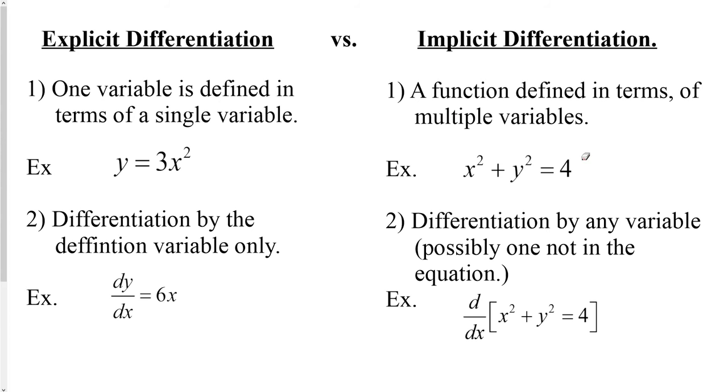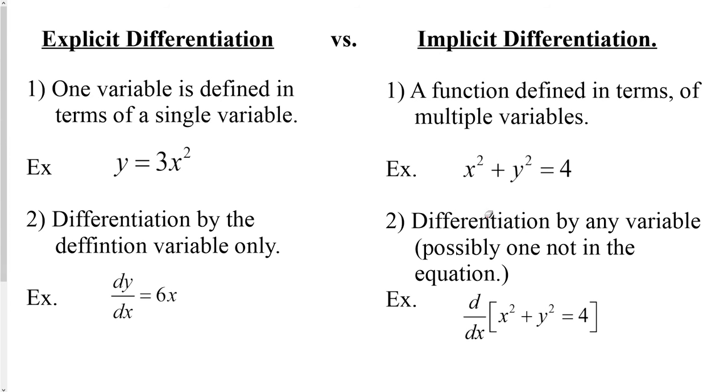Now, implicit differentiation is for functions and or expressions determined in terms of multiple variables. Now, this isn't technically a function because it's a circle, but you could solve it for y and do an explicit differentiation. But if we have a function that is defined in multiple variables, it may be easier to do implicit differentiation.